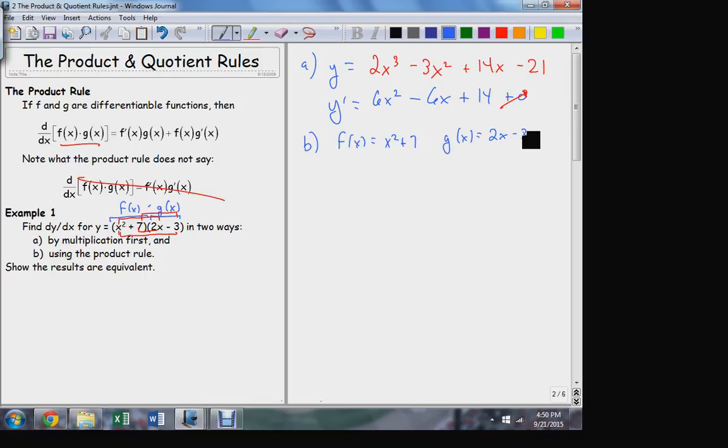What are the derivatives of the two factors? What's the derivative of f? 2x. What's the derivative of g? 2. Okay? So what is the derivative of y? Well, according to the formula, the derivative of y can be found by taking the derivative of f and multiplying it by g, and then taking the function f itself and multiplying it by the derivative of g. So there's the setup. There's f prime, there's g, there's f, there's g prime.